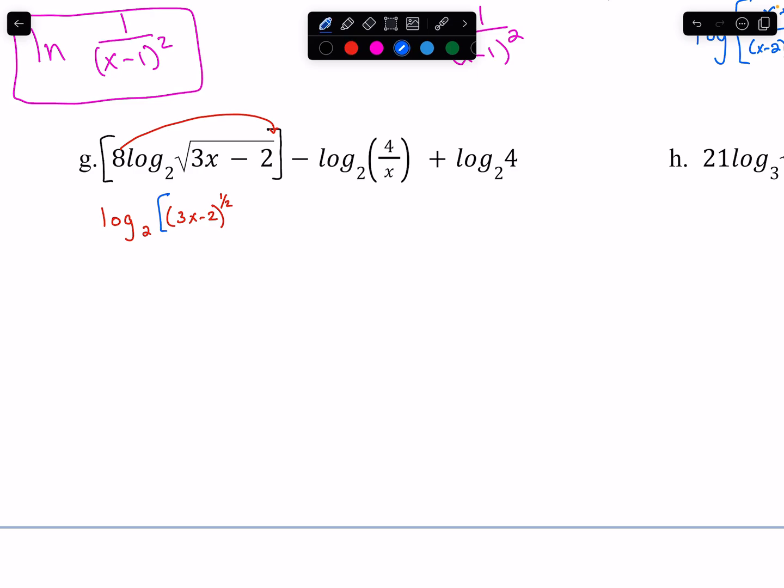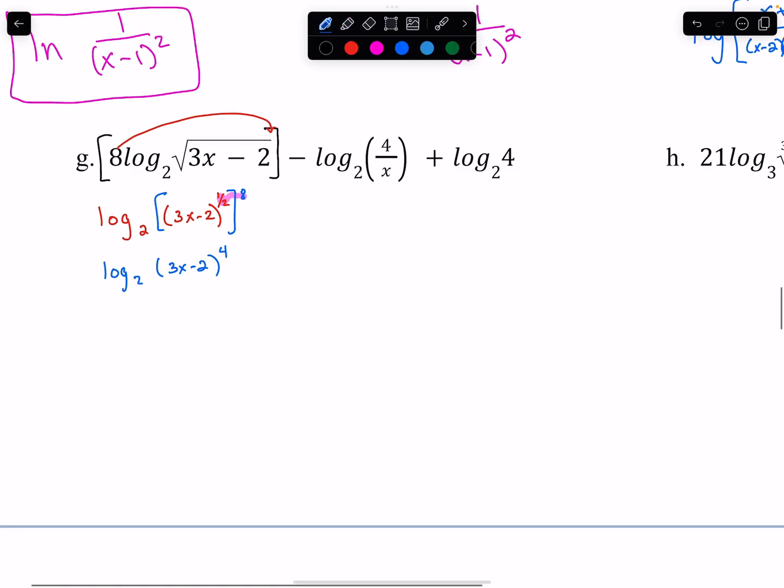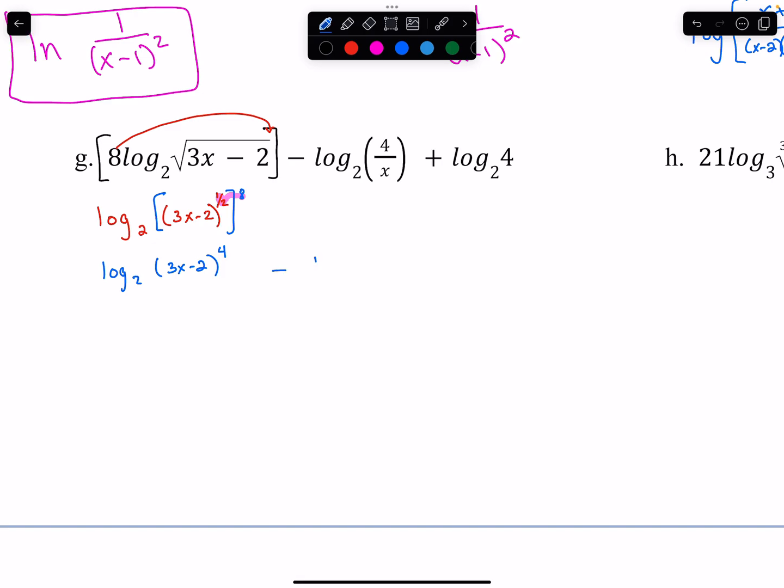And then when I bring the 8 up, the 8 is going to go back to there. So simplifying this as is, this is log base 2 of 3x minus 2. And if I multiply 1/2 times 8, I get that this is to the 4th power. Okay, so that's done. Minus, nothing really needs to be simplified here. And plus, this is log base 2 of 4. This actually can be simplified.